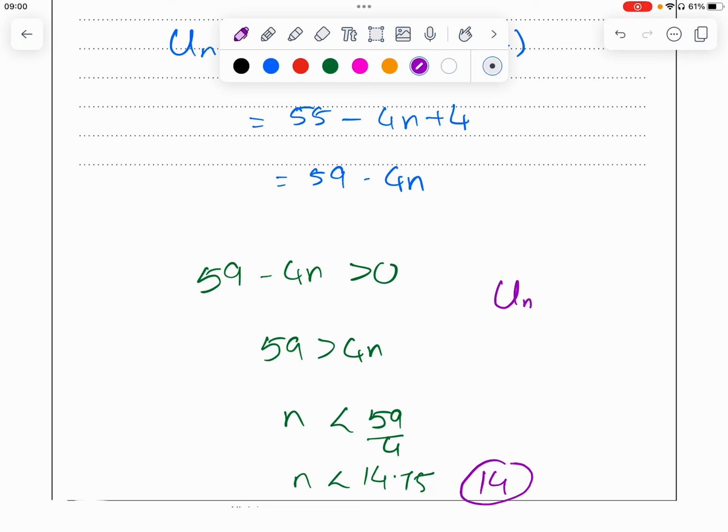Then what is the term? Smallest positive term. Anything which is less than 14.75 is going to be a positive term. It can be 14, 13, 12, and so on. But the smallest one is going to be the 14th one. So plug in 14: 59 minus 4 times 14, which is going to be 3. That's going to be the answer.